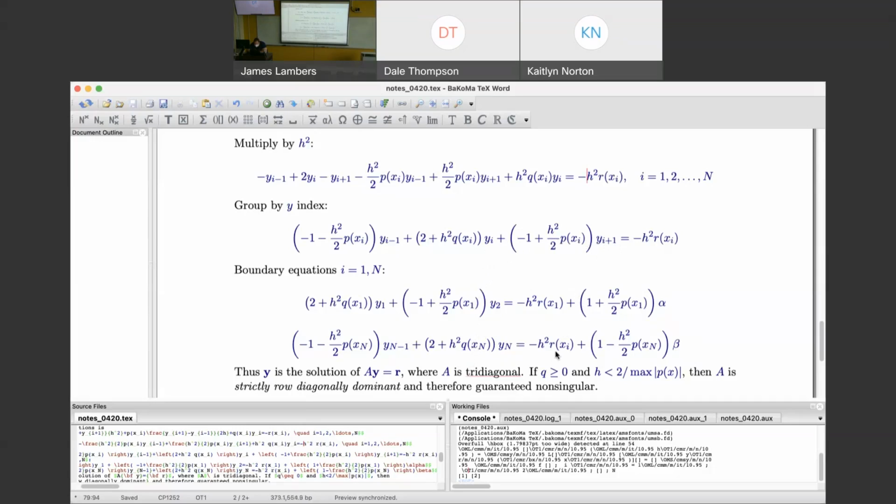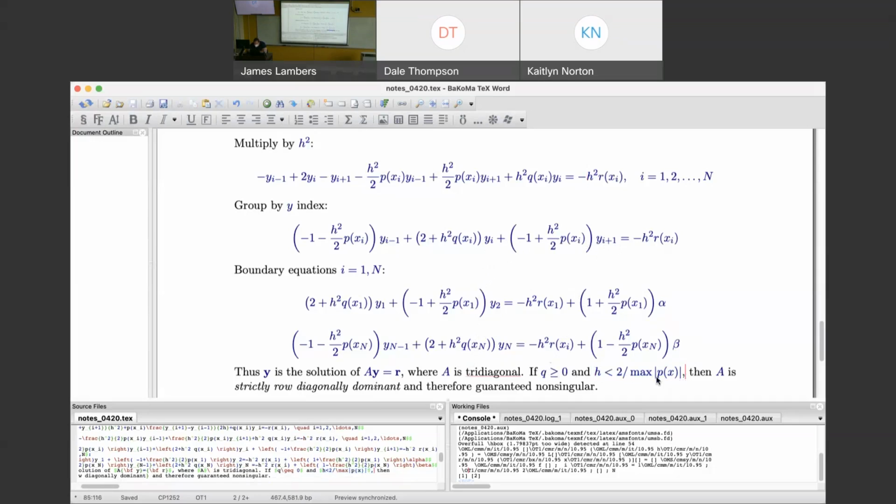It can be proven that if your function q of x is non-negative and h is sufficiently small, then the matrix is strictly row diagonally dominant. When you have a matrix that is strictly row diagonally dominant, it can be proven that it is guaranteed to be non-singular.